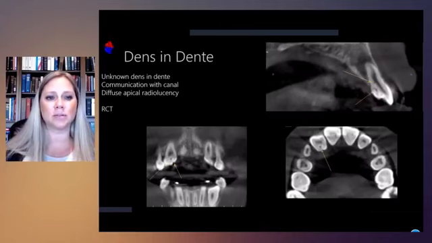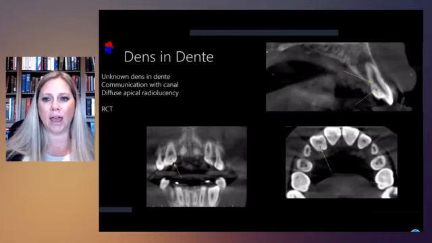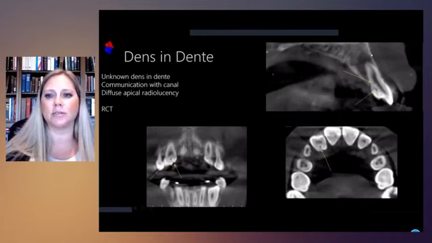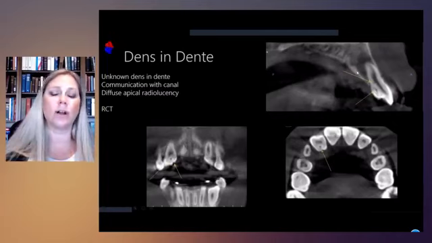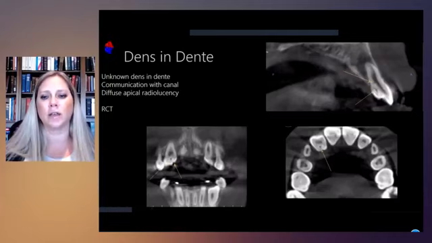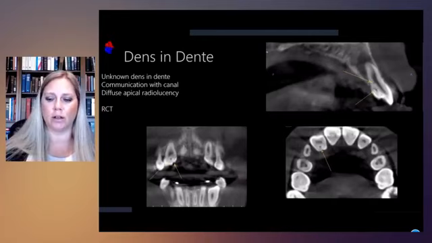In this particular case, there's an unknown dens invaginatus. And if we look close, we can also see that we have a nice diffuse hypodensity or radiolucency around the apex of that tooth as a result of an oral connection through that dens invaginatus. And of course, this is going to require root canal treatment.